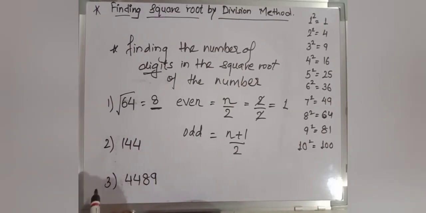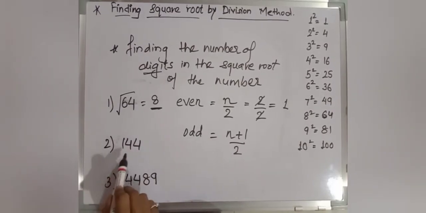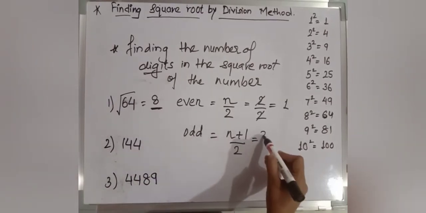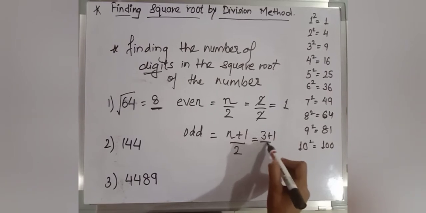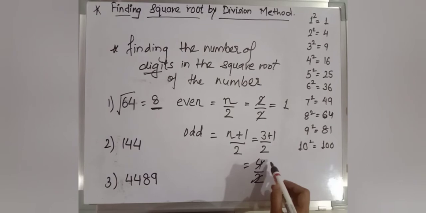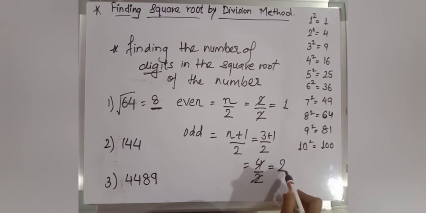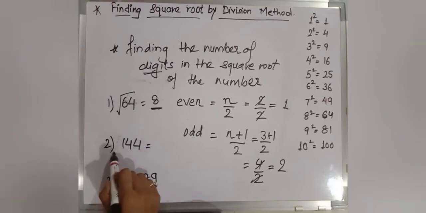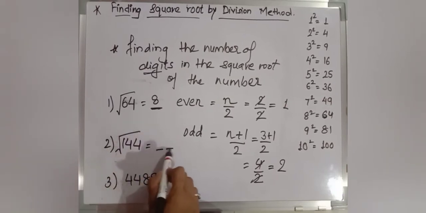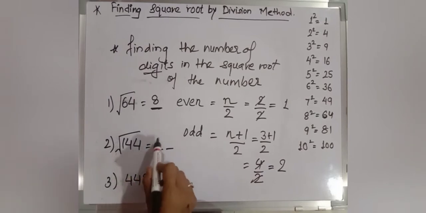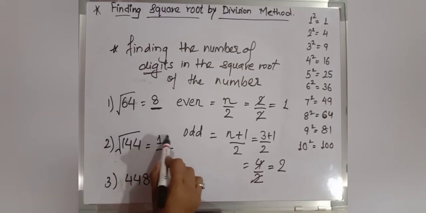Now 144 is a 3-digit number, that is an odd number of digits. 3 is odd, so we will take the formula (n plus 1) upon 2. Our n is equal to 3, therefore (3 plus 1) upon 2. We will have 4 upon 2. 2 into 2 is 4. So the square root of 144 will be a 2-digit number. We also know that 12 into 12 is 144. So 12 is a 2-digit number.